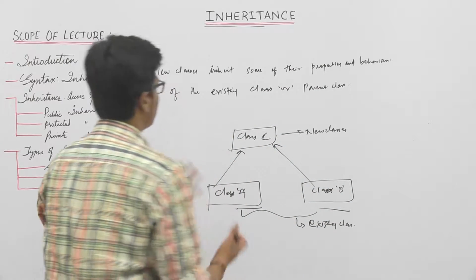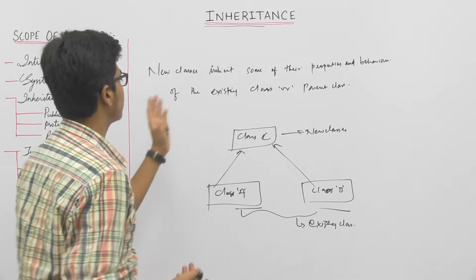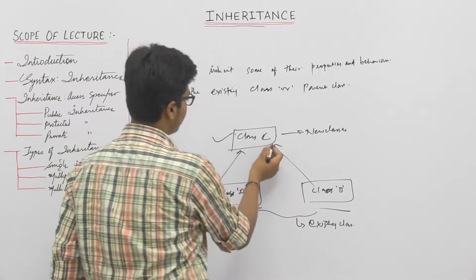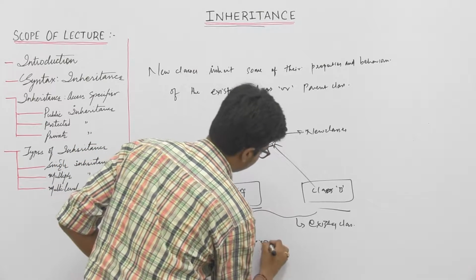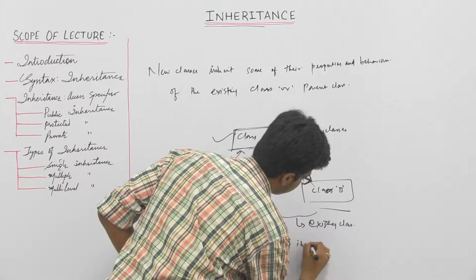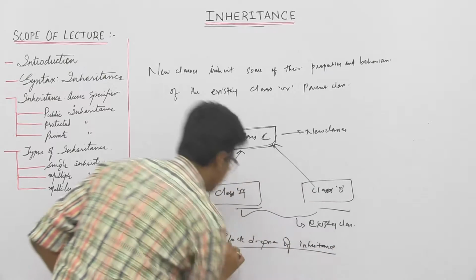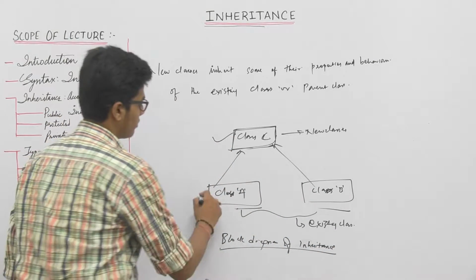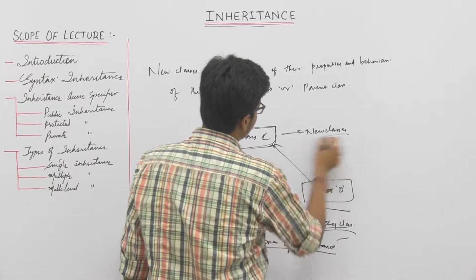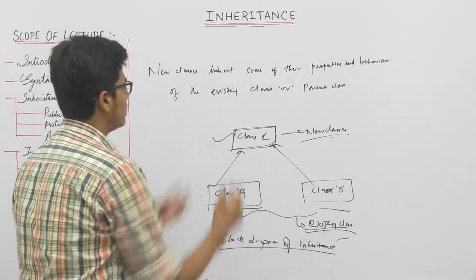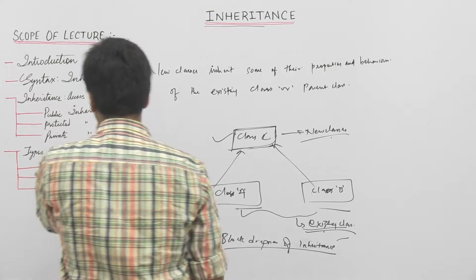So here in the introduction part, inheritance is deriving the qualities, properties and behavior of the existing class or a parent class. Here is a block diagram of inheritance. Class C is inherited from class A and class B combined. These two classes already exist in the program, but a new class is created from these two existing classes. So now the introduction part is over.